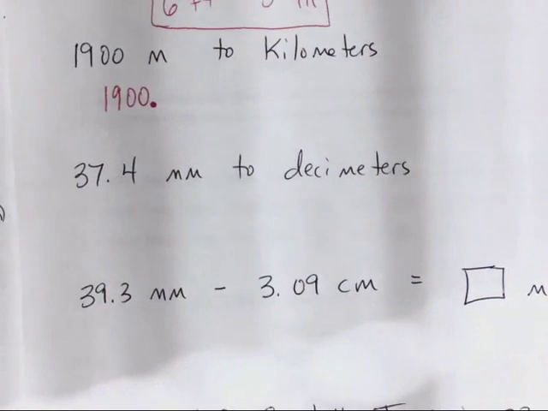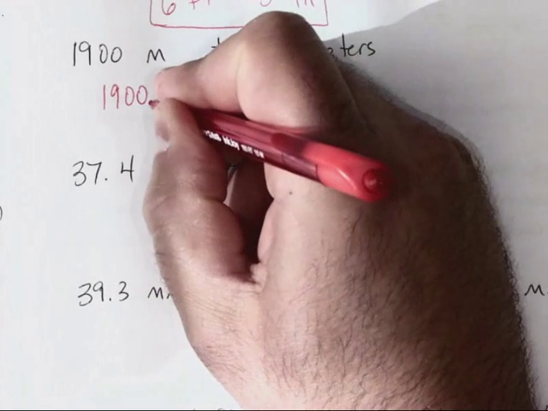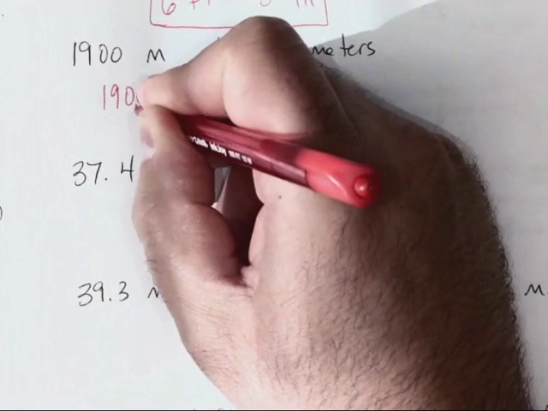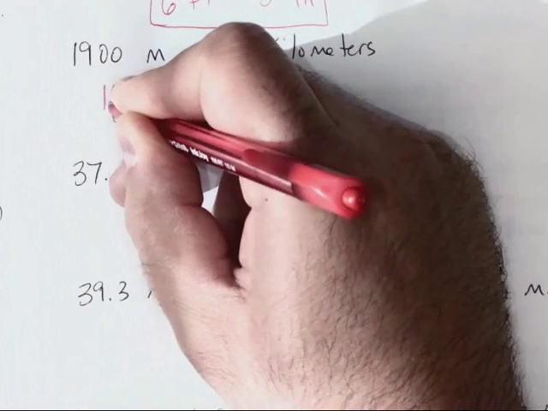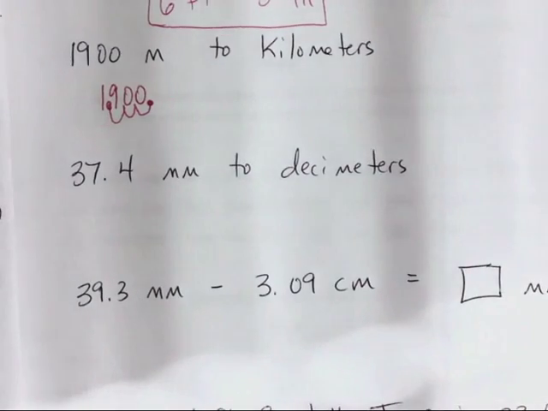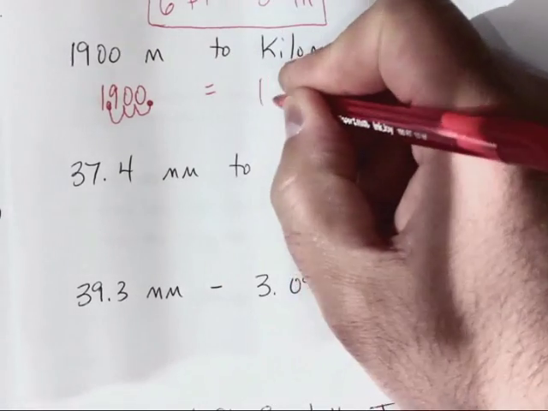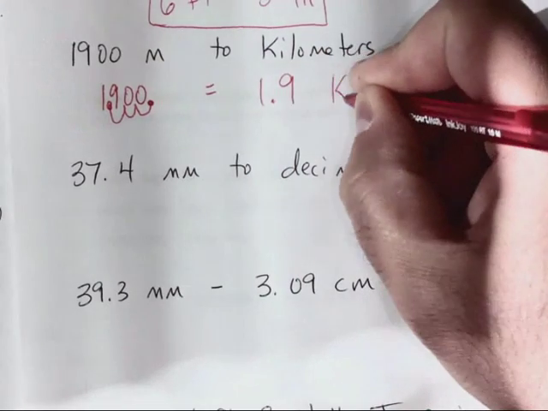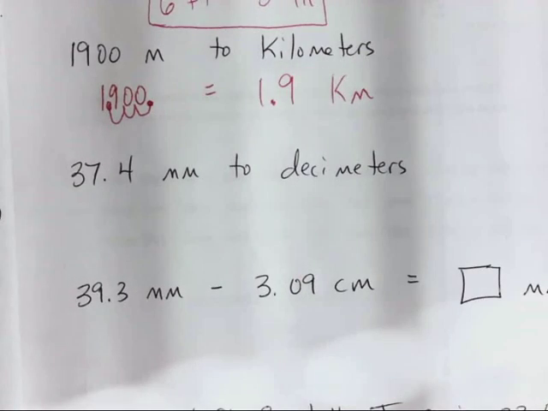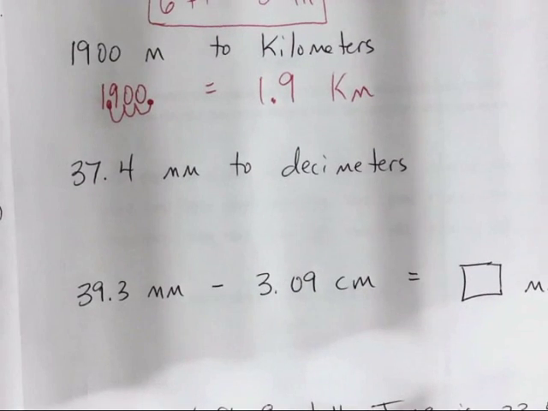So I go back to my decimal here, move it 3 places to the left, 1, 2, 3, and so 1900 meters is equal to 1.9 kilometers. So that's all there is to it. The metric system is very, very nice. Literally just moving a decimal around.